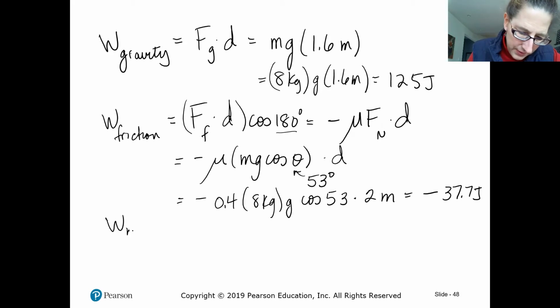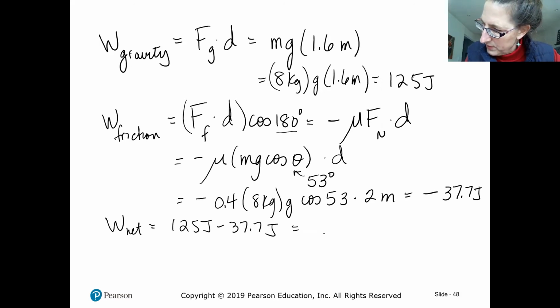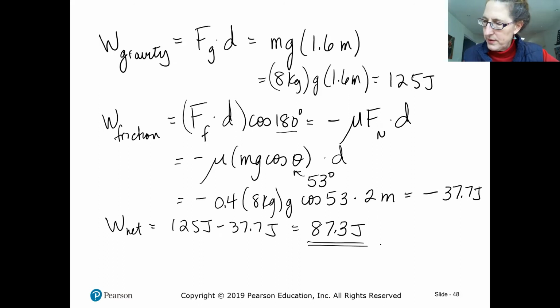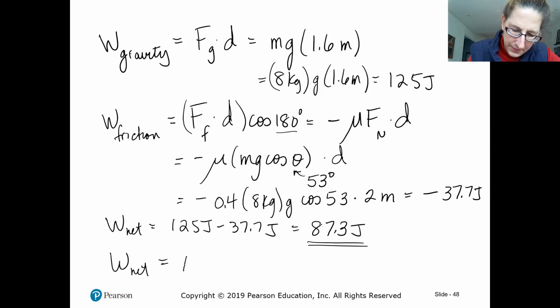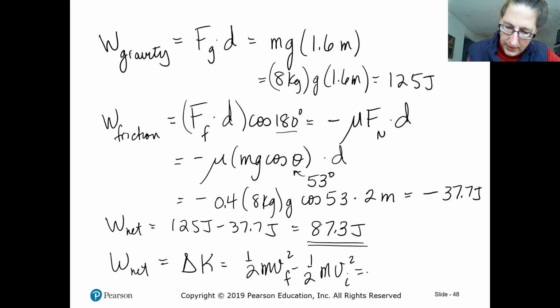Okay, so the net work, you just add these together. It'll be 125 minus 37.7. And this comes out to 87.3 joules. Okay, that's the net work by all forces. That's what's related to the change in kinetic energy. So the work energy theorem is W net is delta K, 1/2 m v final squared minus 1/2 m v initial squared. So this would be 1/2 of 8 kilograms times v final squared.